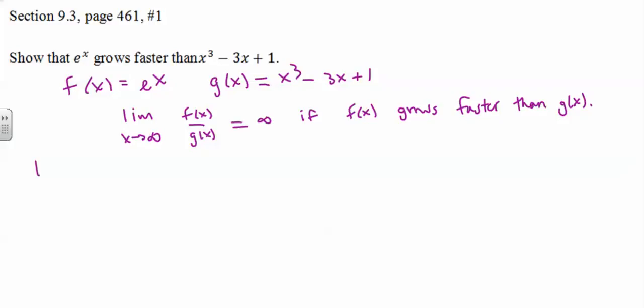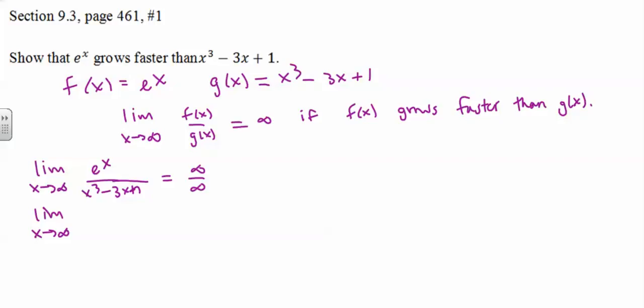So we've got the limit as x goes to infinity of e to the x over x cubed minus 3x plus 1. And if we just substitute in, then we're going to get infinity over infinity. And as you recall from earlier in chapter 9, this is an indeterminate form, which means we get to apply L'Hopital's rule. As you remember, we still take the limit as x goes to infinity, but now we take the derivative of the numerator separately from the derivative of the denominator.